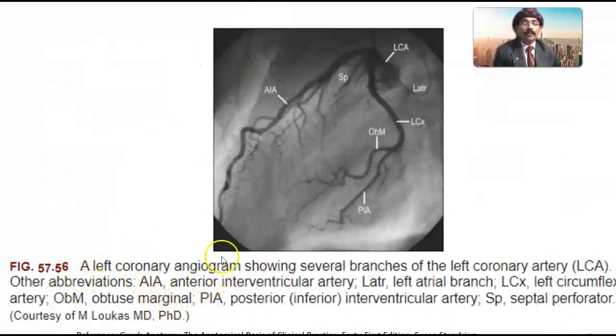Left coronary angiogram, again anterior interventricular artery, we got that. We got the lateral atrial branch here, which supplies the left atrium. And we got the left circumflex artery. We have only one circumflex artery, a branch of the left coronary artery. Some arteries perforate the septum and supply both the left and right sides. So we may get the septal artery here.